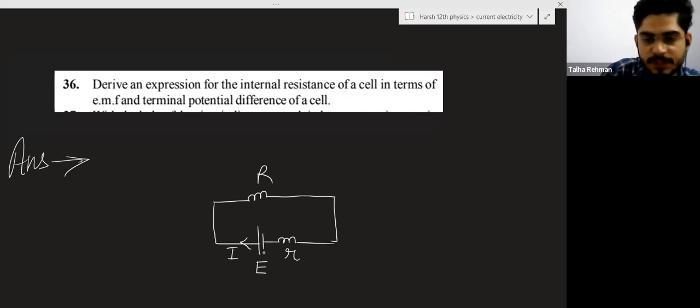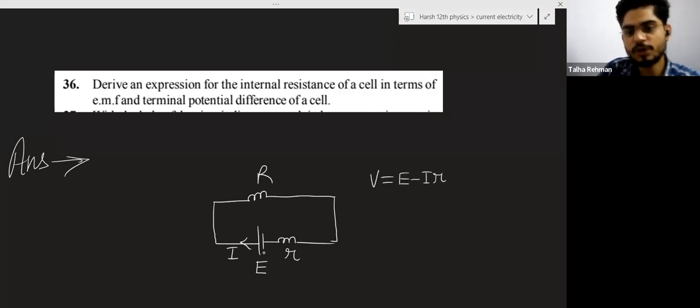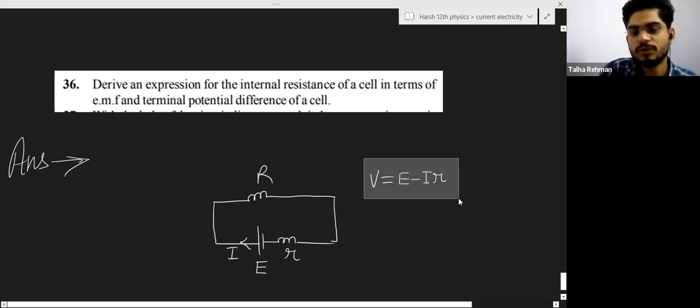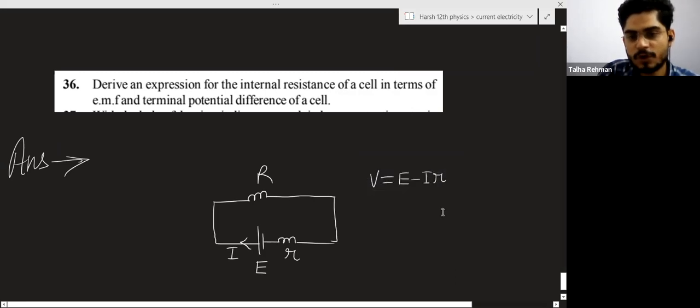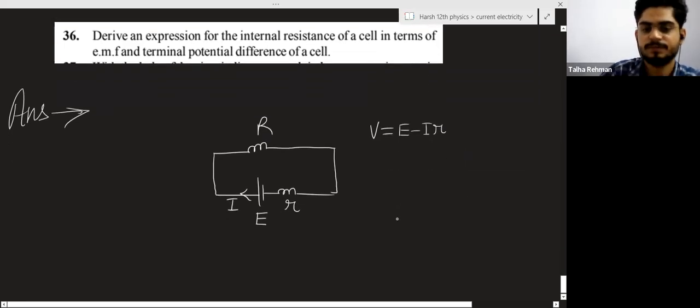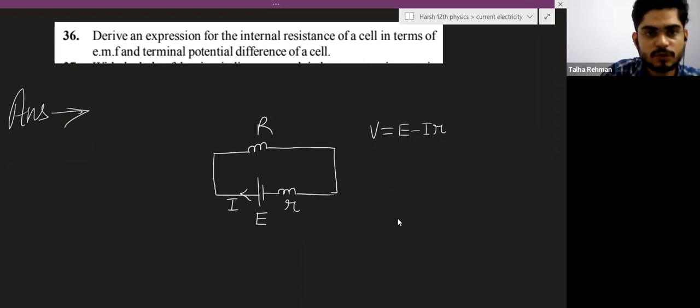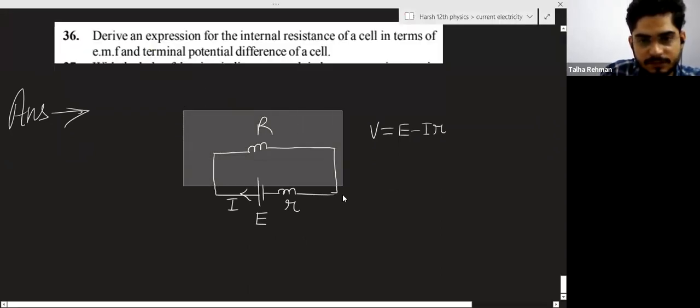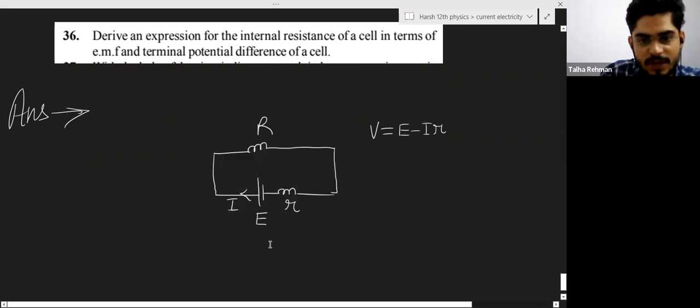So we have to prove this thing: V is equal to E minus Ir. I have told you earlier about this, but I have not told you the proof of that, from where this formula came. Today you will know from where this formula came. So you have this circuit, this cell of EMF E, internal resistance r, and this external resistance.